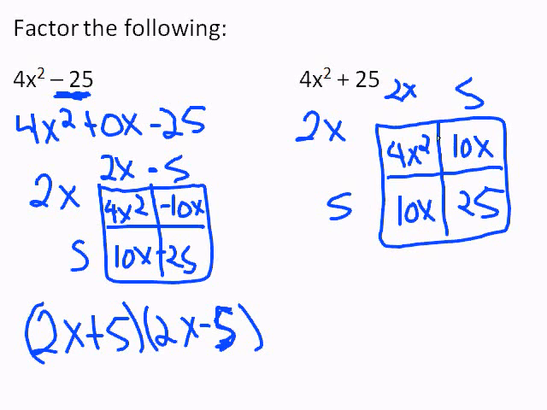Notice 10x plus 10x is 20x, not 0x's. The reason that happens is because this is a positive 25, and the factors have to be the same sign. So you might be thinking, well, can't we make that negative 5 and negative 5 instead? Well, that's just going to give us negative 10x and negative 10x, which adds up to be negative 20x, not 0x in the middle. So again, we cannot factor it.